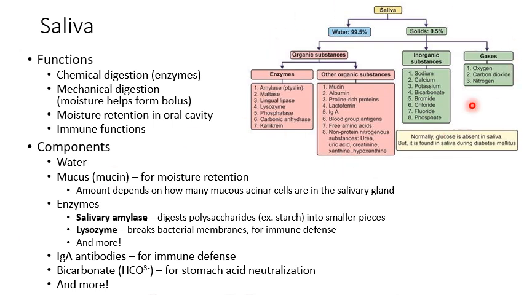This diagram is showing all the things that are in saliva. So you can see it's really a lot. Most of it is water, almost all of it is water. But apart from that, you have a whole bunch of enzymes. The amylase here is your salivary amylase. Here's lysozyme. Here's your mucin. So these are other organics, proteins and such, but not enzymes. Here's your IgA antibodies. Then you also have ions and gases, and here's your bicarbonate.